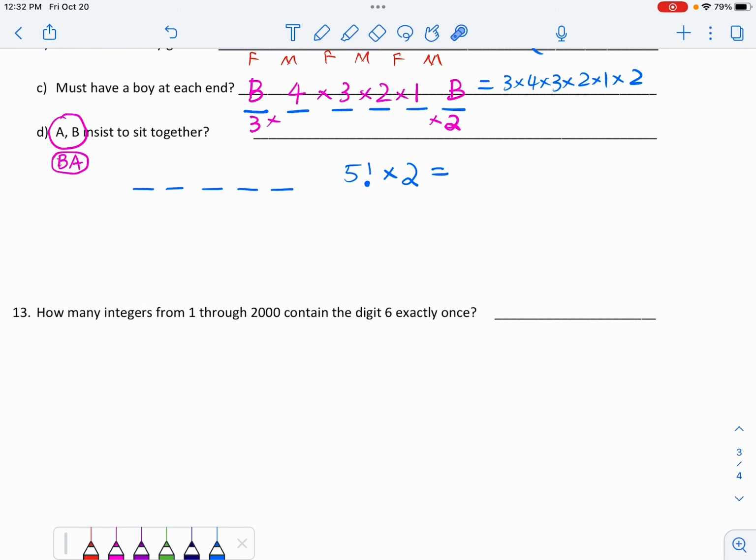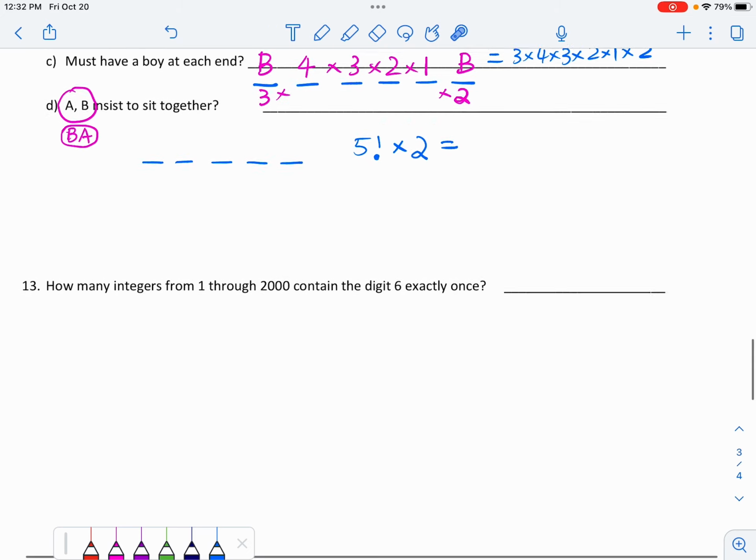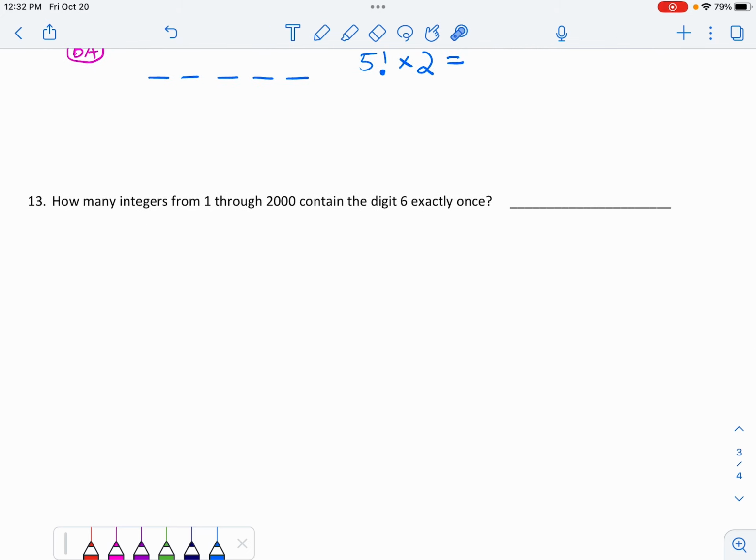Now let's close the section by doing another problem. How many integers from 1 through 2000 contain the digit 6 exactly once? Okay, so think about 1, 2, 3, 4. We have 4 digits, 1 through 2000. The highest number is just 2000, right? So now, I will break this into the following tasks.